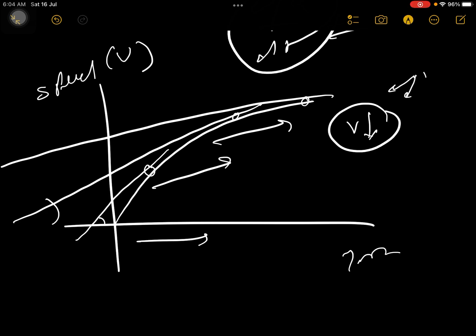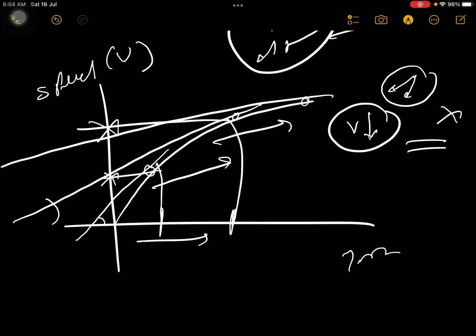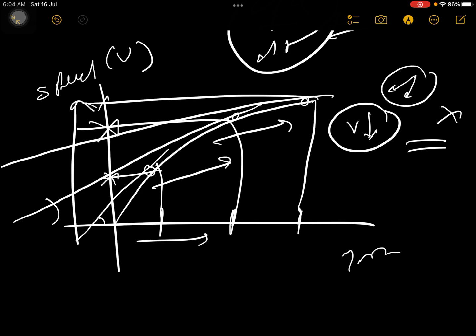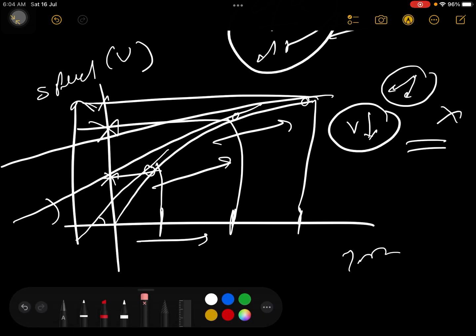Are you sure speed is decreasing? No, speed is not decreasing. At this point you have this speed, you can clearly see. At this time you have this speed, clearly see. At this time you have this speed. So speed is not at all decreasing, speed is continuously increasing. Then what is the meaning of this curve?